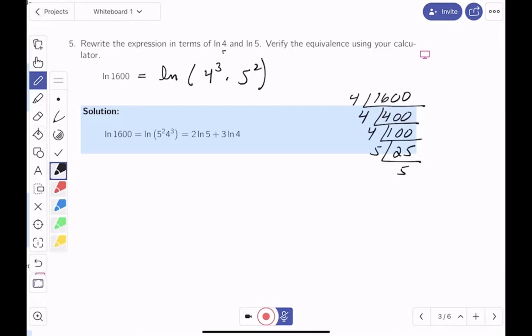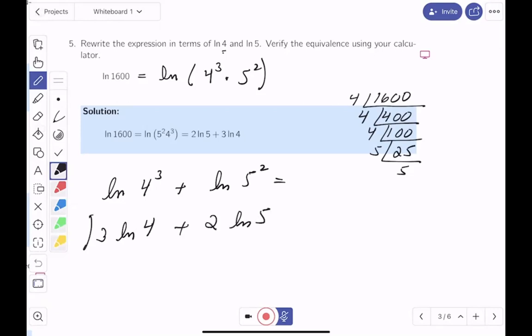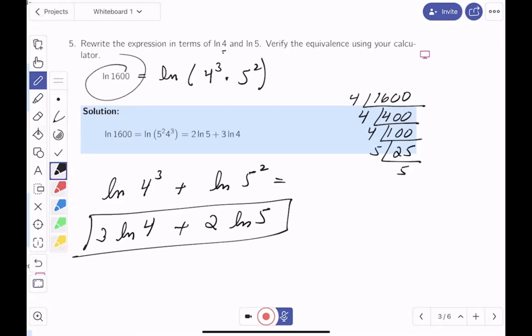Let me read this to you again. Rewrite the expression in terms of natural logs of 4 and the natural logs of 5. I'm getting close. So I'm going to write this now. I'll write this on the side for you. ln 4 cubed plus ln 5 squared. All right, so I'm using that product rule. Now I'm going to do the exponent. There's going to be 3 ln 4 plus 2 ln 5. The goal has been met. I've rewritten this in terms of log 4 and log 5. What is it? 3 of the log 4s and 2 of the log 5s. And these are natural logs, by the way.